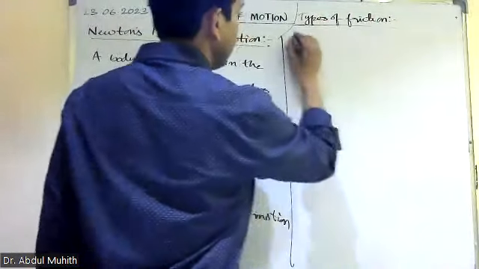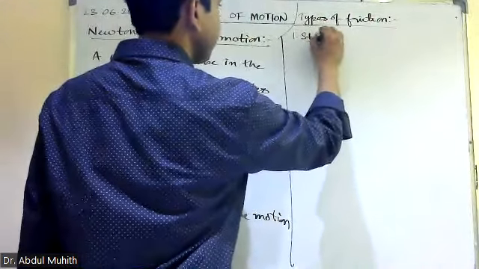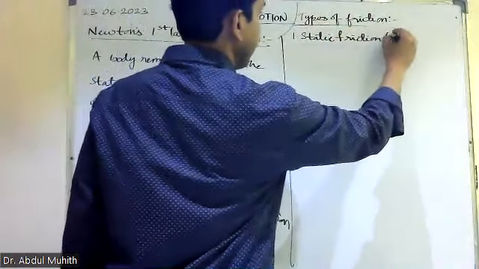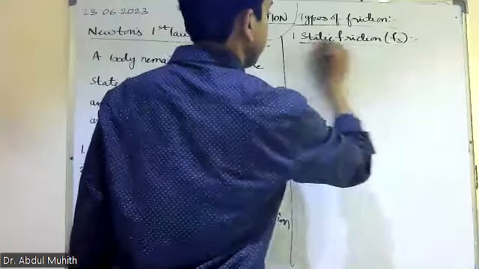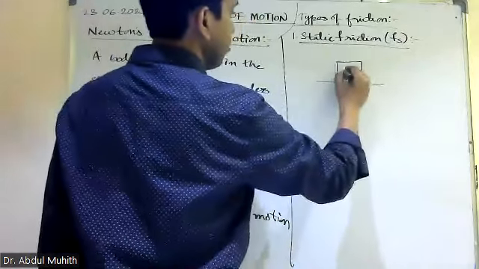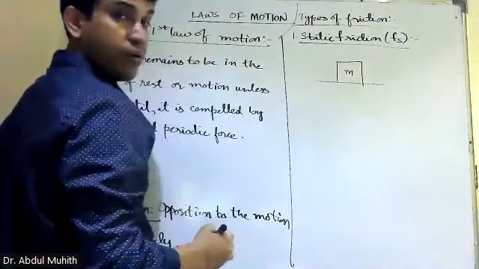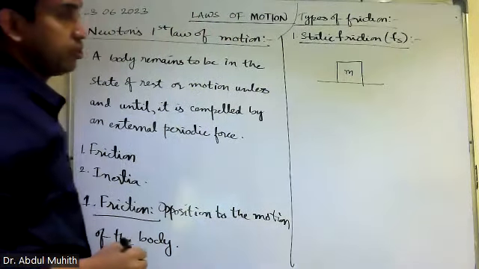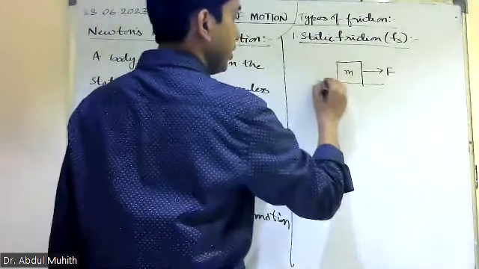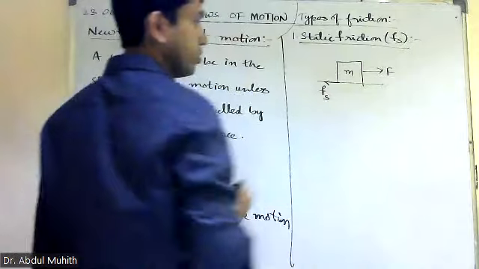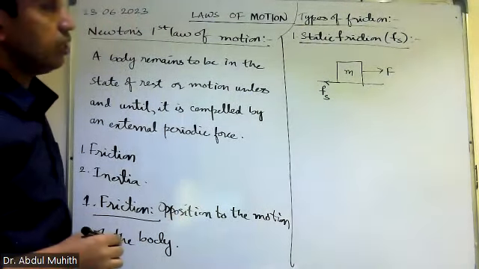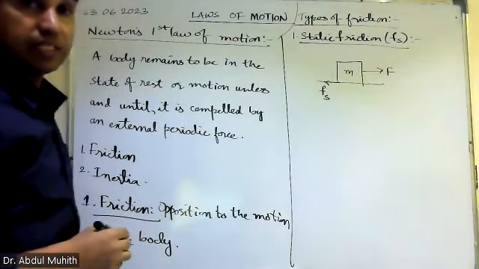What are they? Number one is static friction. What is static friction? Suppose this is the body. M is the mass of the body. This is a free body diagram. F is the applied force, and Fs is the frictional force, static friction. Clear? Now, if the applied force is less than the frictional force.